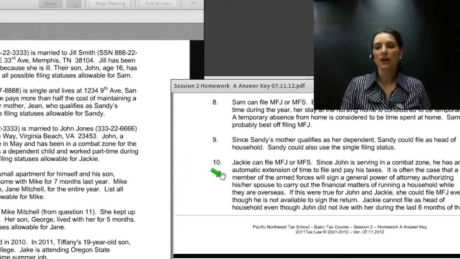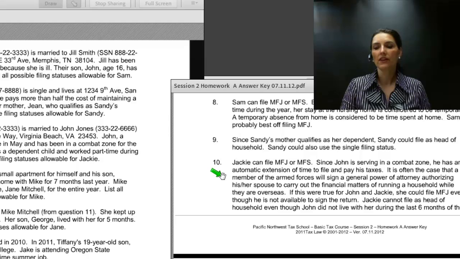Since John is serving in a combat zone, he has an automatic extension of time to file and pay his taxes. It is often the case that a member of the armed forces will sign a general power of attorney authorizing his or her spouse to carry out the financial matters of running a household while they are overseas. If this were true for John and Jackie, she could file married filing joint even though he is not even available to sign the return.